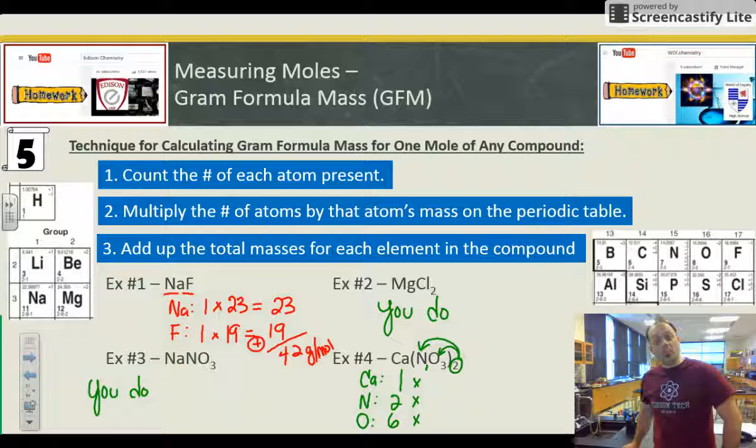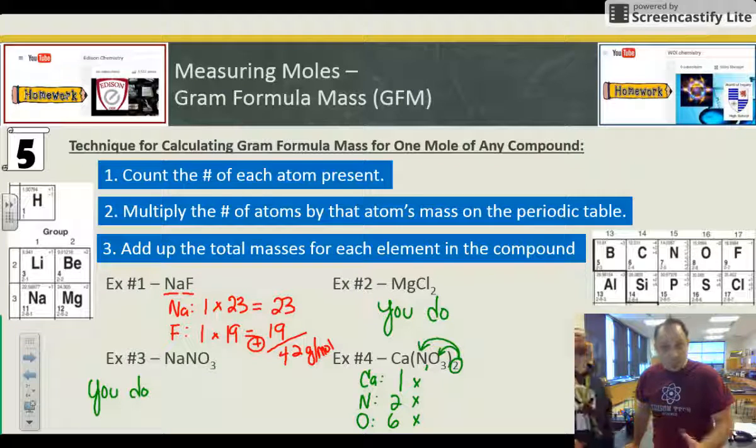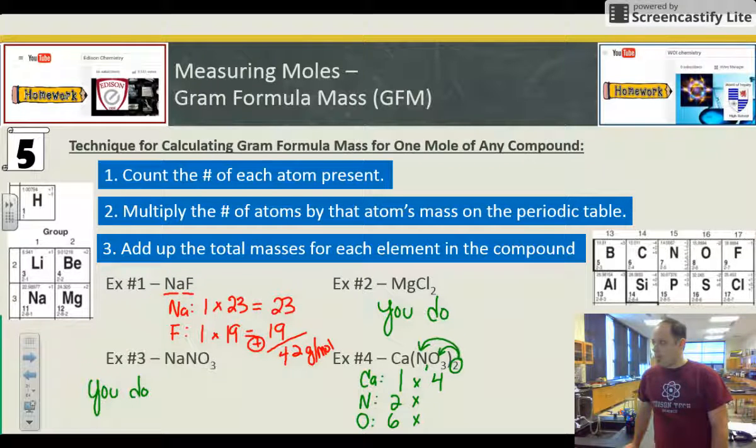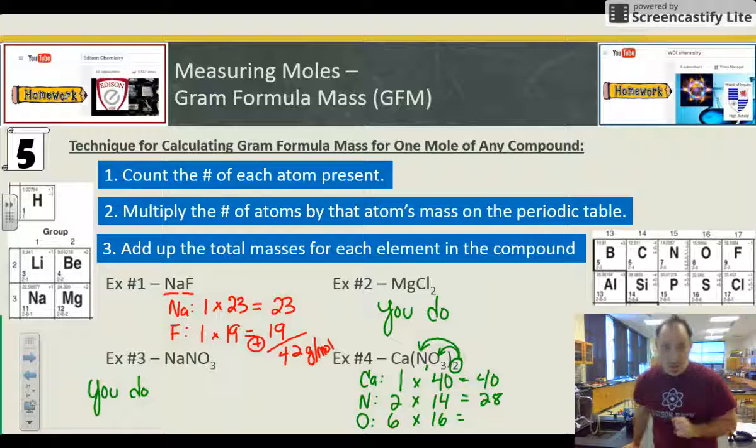And we're going to multiply by the mass of that element off the periodic table. Calcium is just straight up 40. That's good. 40.08. We're going to round. Nitrogen's 14.00, so we'll go 14 times 2, 28. Oxygen's 15.999, so we'll go 16. 16 times 6, I think it's 96. And then you add these 3 results together. So it's 164. And the units, 164 grams per mole.